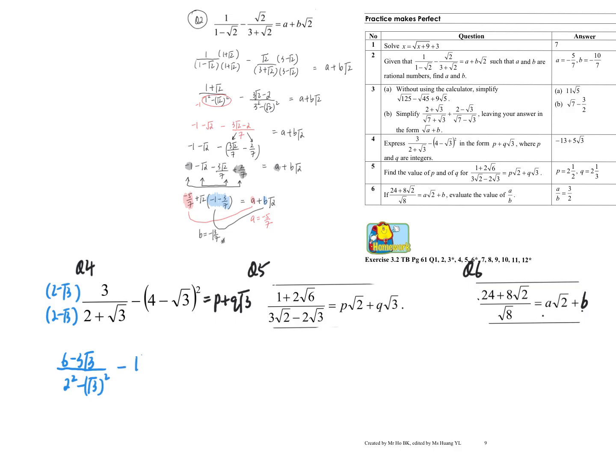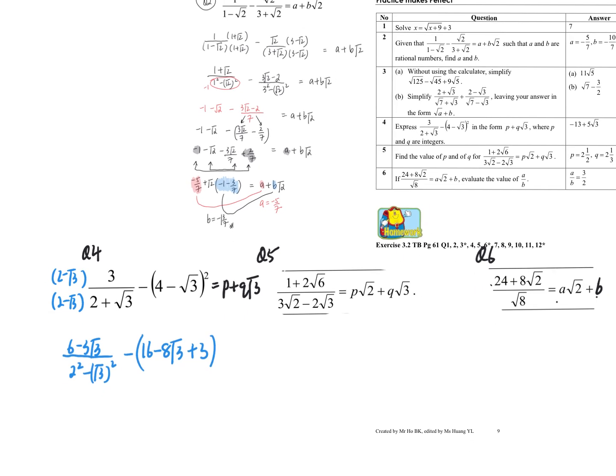Go and expand this out. No need. Okay? So the only thing is to rationalize the fraction and then you end up having 4 minus 3. So this is just 1. There's nothing to change, because it's 2 squared minus square root 3 squared, 4 minus 3. Okay? So this one, I leave you to go and simplify.